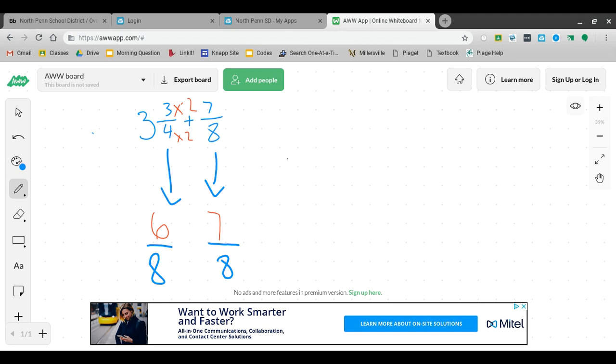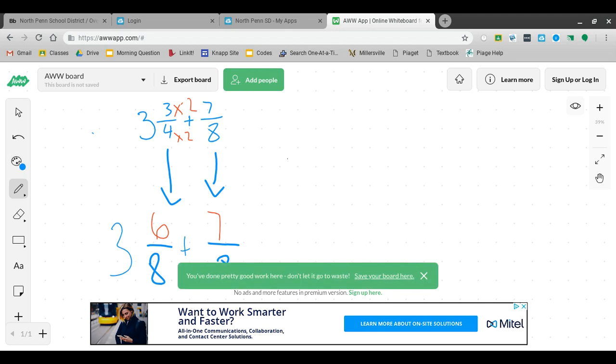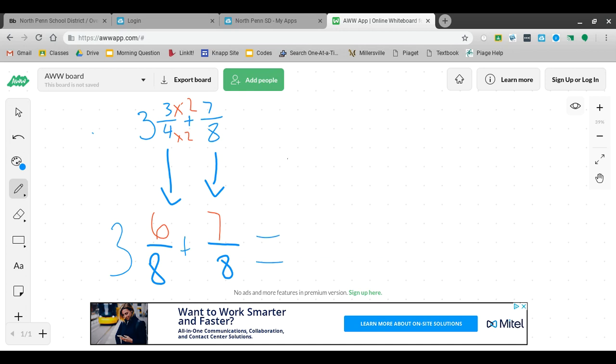Okay, well now I can just pull down my whole number and add across. Or I can just add. Okay, so my whole number is 3.